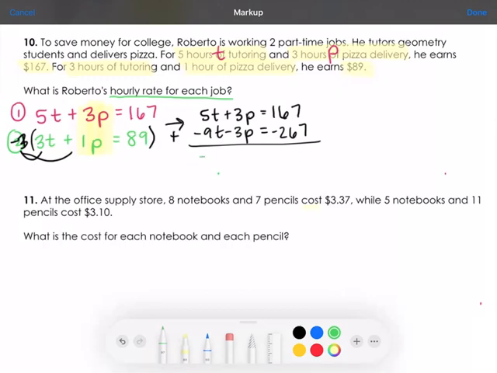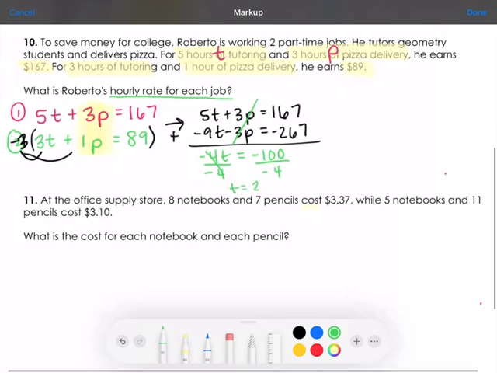So 5 minus 9 is -4T. 3P minus 3P cancels, what I want. And then I have 167 plus -267. So I have equals -100. When I divide both sides by -4, I'm going to get that T equals positive 25.